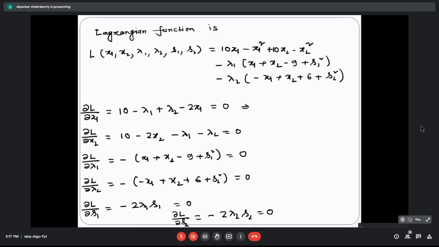So what is coming as x1 from here? x1 is (10 minus lambda 1 plus lambda 2) divided by 2, and x2 is what? (10 minus lambda 1 minus lambda 2) divided by 2. Okay to you?